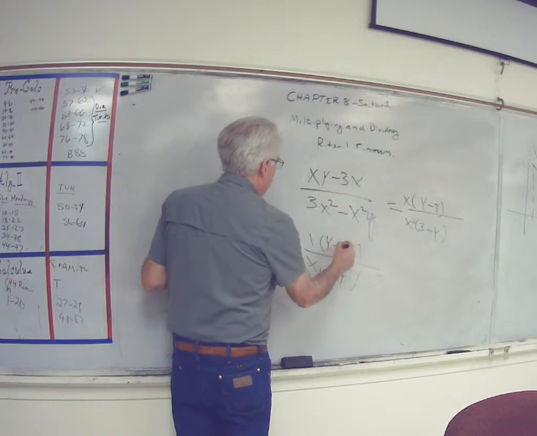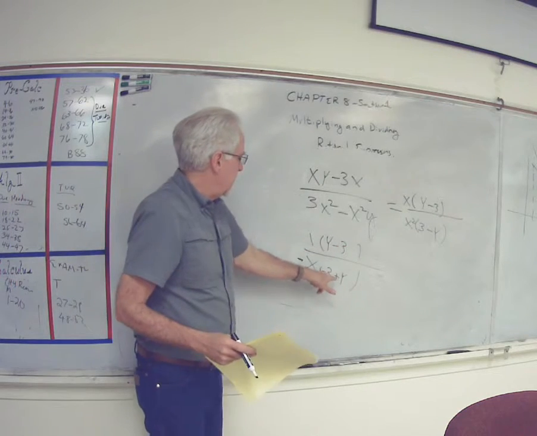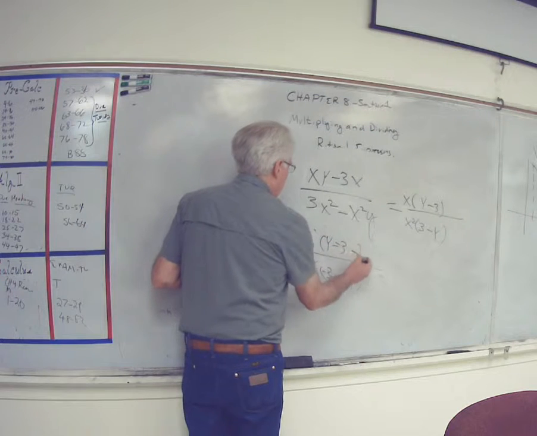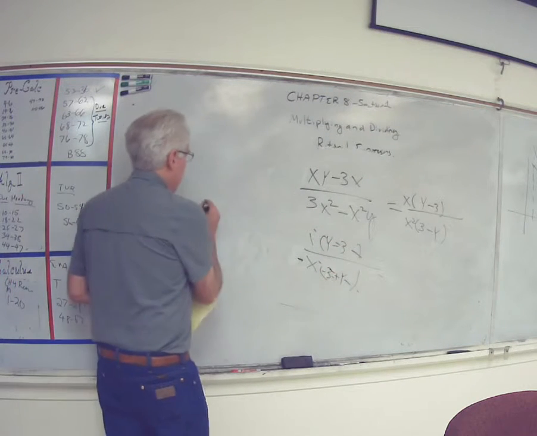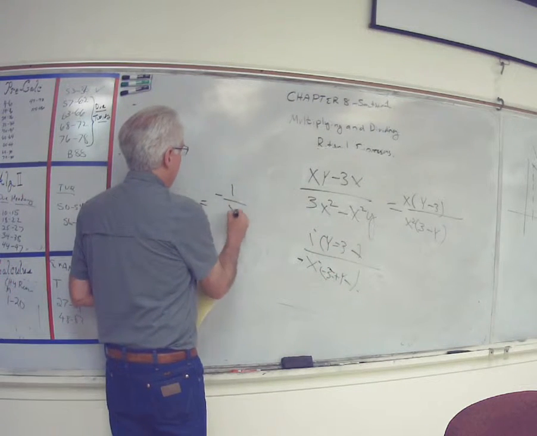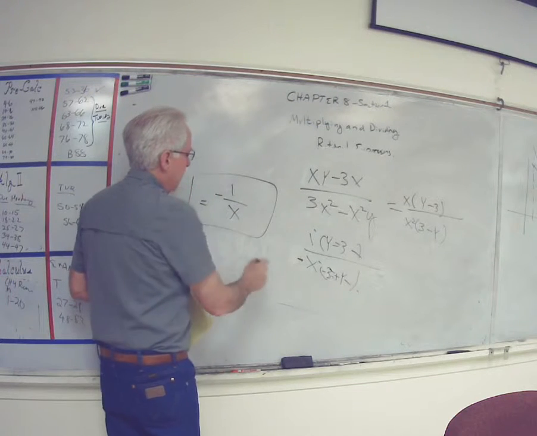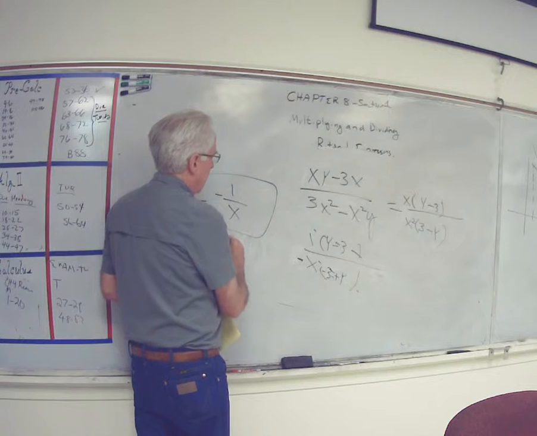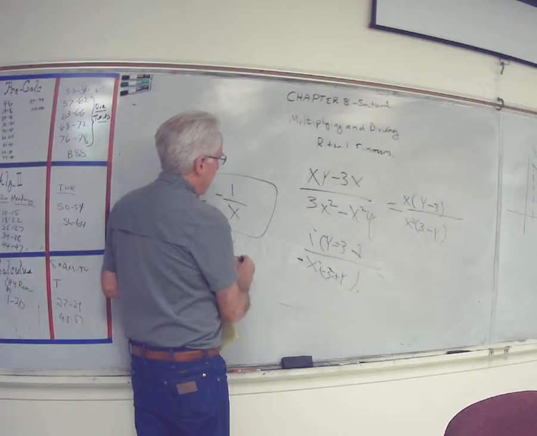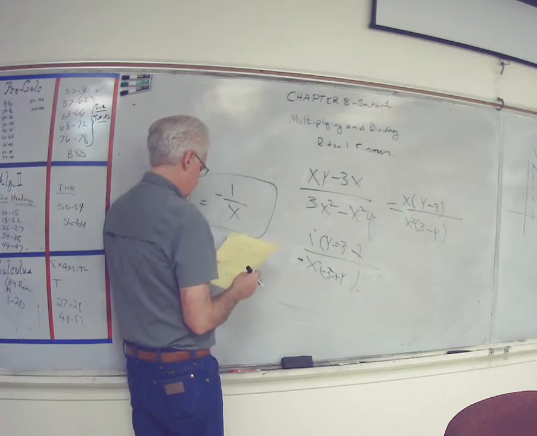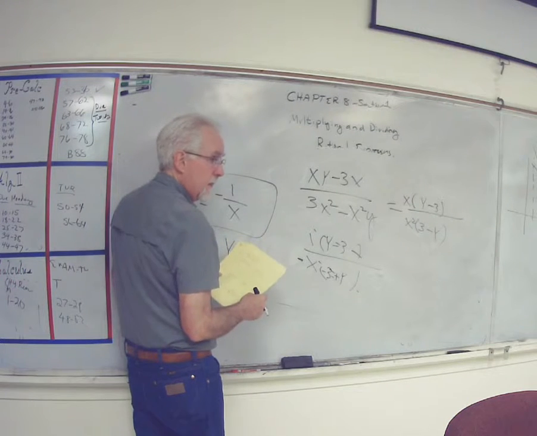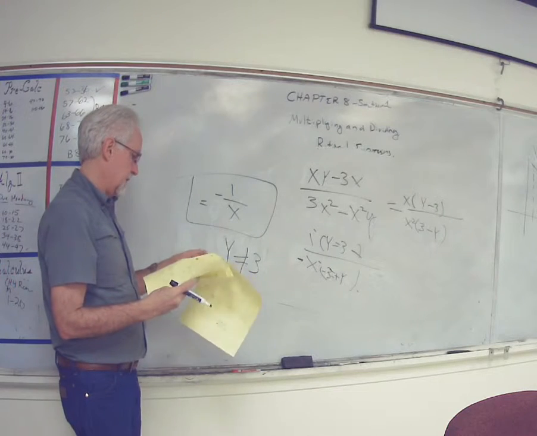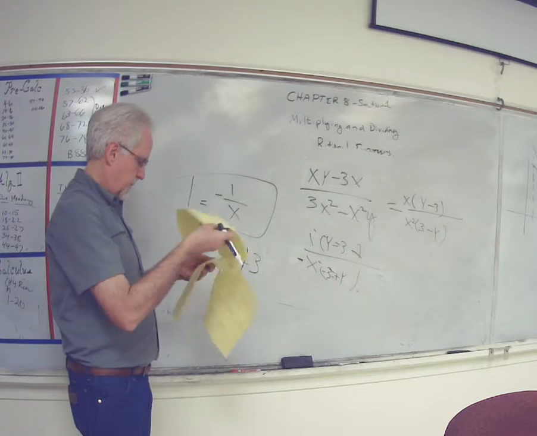Now, what do I have up here? I have y minus 3. Now, y minus 3 and minus 3 plus y, they're the same, right? So what can I do? Makes 1. So the answer is minus 1 over x. And what do I still need to write down? Y cannot be equal to what? Positive 3. Y cannot be equal to positive 3. Does that make sense?